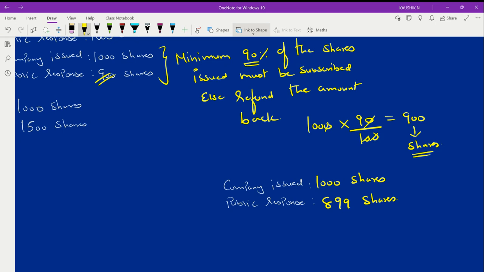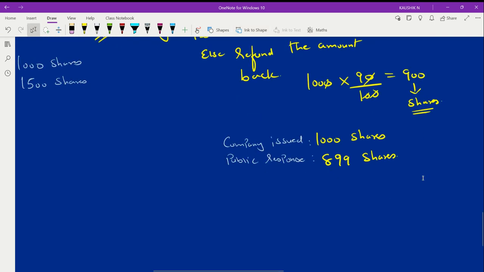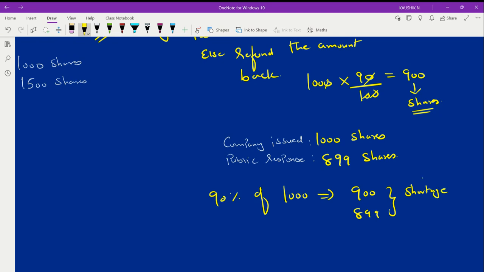By looking at this, you know it is an under subscription case, but you should know whether it has reached the 90 percentage or not. So when you calculate 90 percentage of 1000 shares, it will be 900, but you got only 899. So there is a shortage of one share. Even this is considered an under subscription, and you have not reached your minimum subscription of 90 percentage.